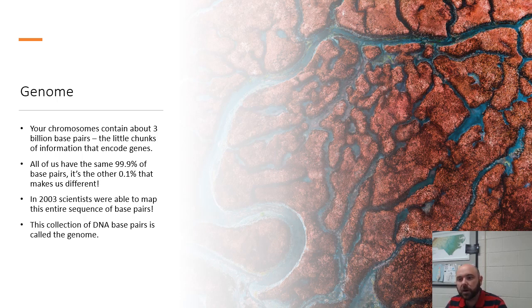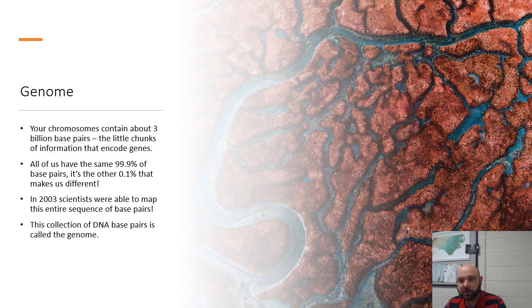And so we worked for a long time. They started in about 1990 and they finished in 2003. So 13 years scientists worked to decode that entire genome, to be able to write out every one of those base pairs in a long code-like fashion. And we were successful in doing that.